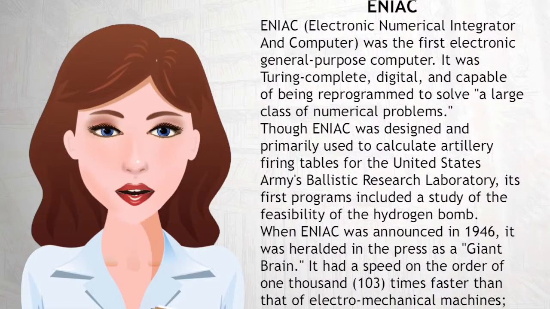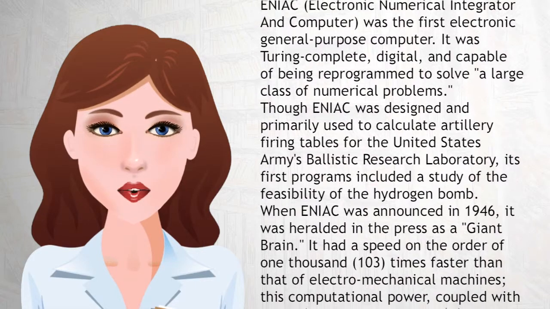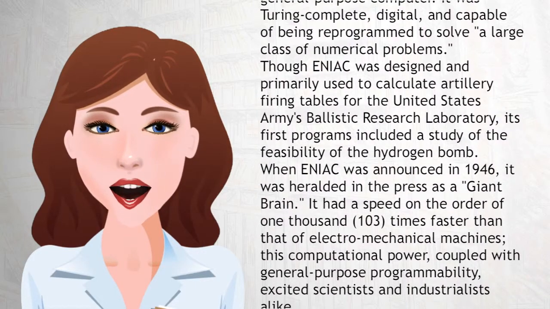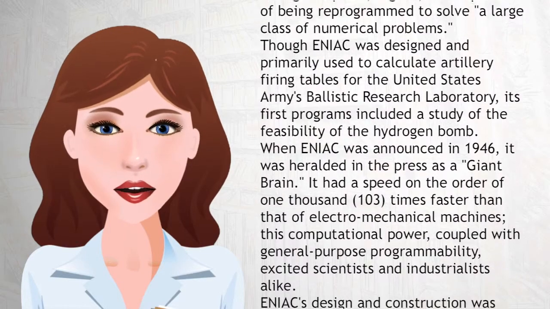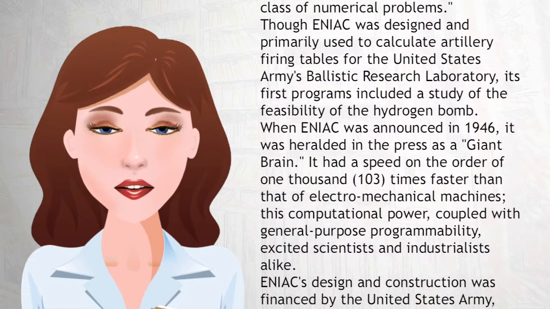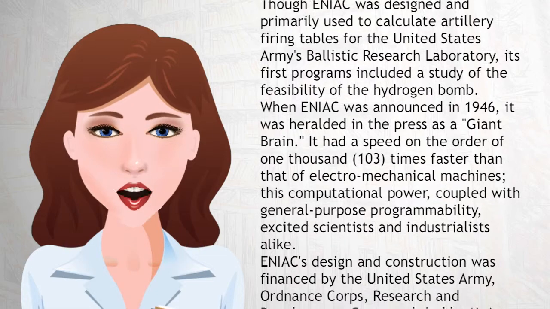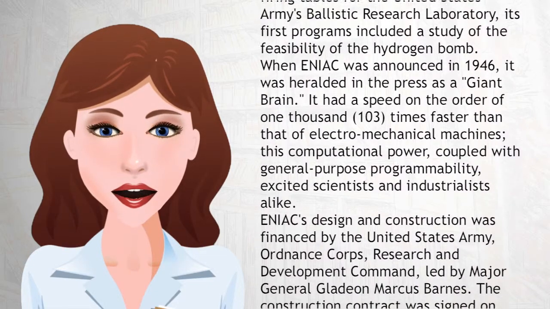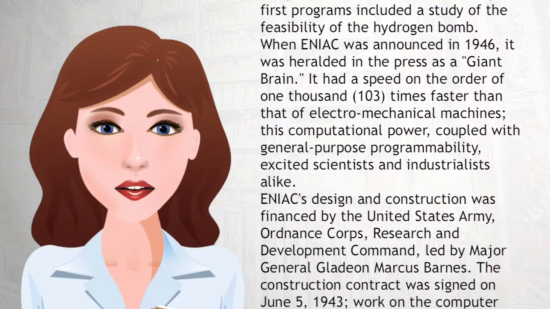When ENIAC was announced in 1946, it was heralded in the press as a giant brain. It had a speed on the order of 1,103 times faster than that of electromechanical machines. This computational power, coupled with general purpose programmability, excited scientists and industrialists alike.